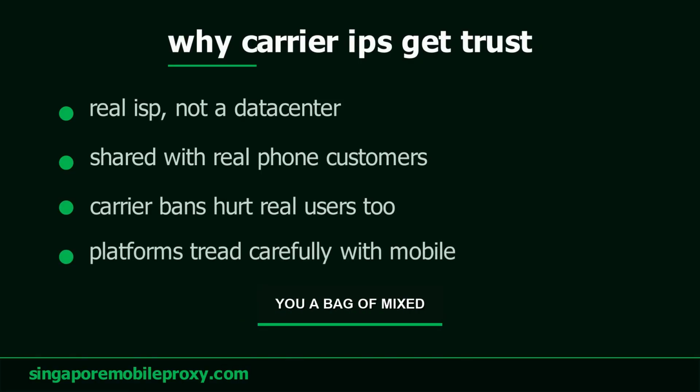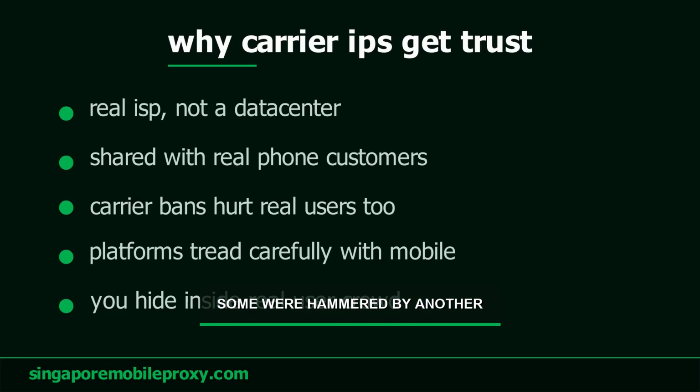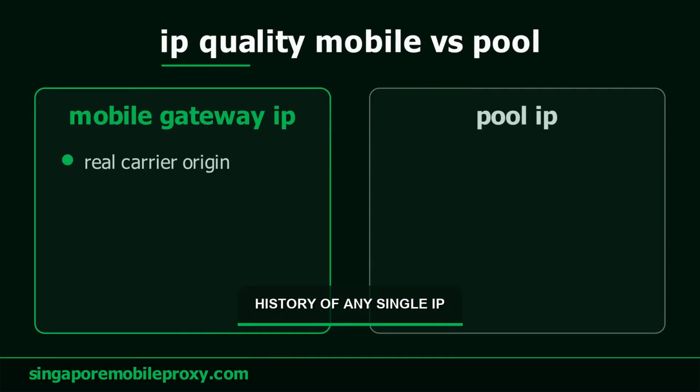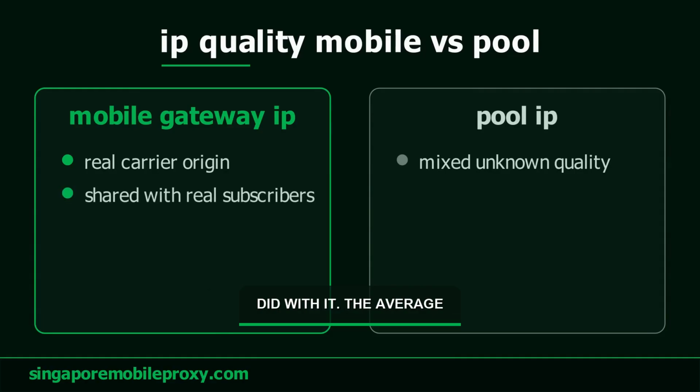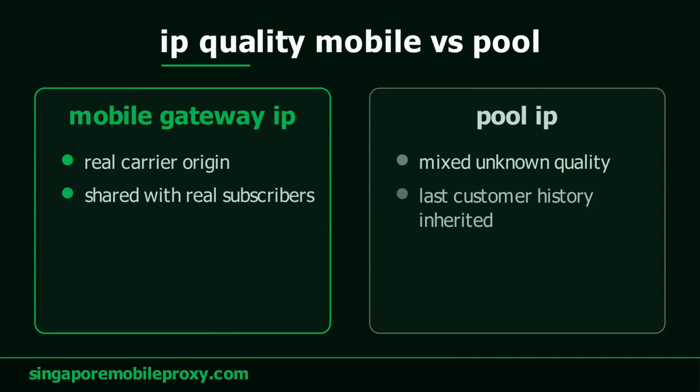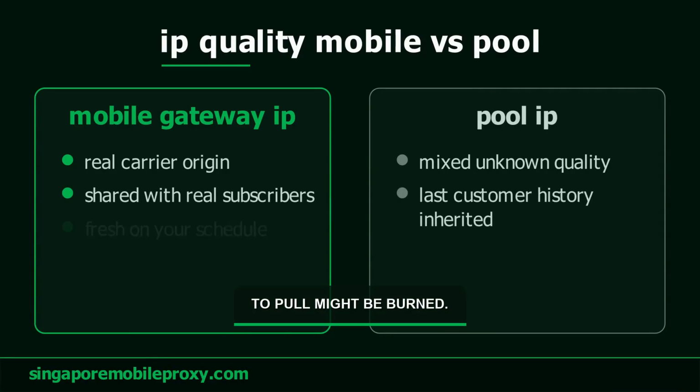A proxy pool gives you a bag of mixed quality IPs. Some are clean, some were hammered by another customer an hour before you got them. You do not know the history of any single IP in that list, and you inherit whatever the last user did with it. The average quality of a pool is fine. The specific IP you happen to pull might be burned.